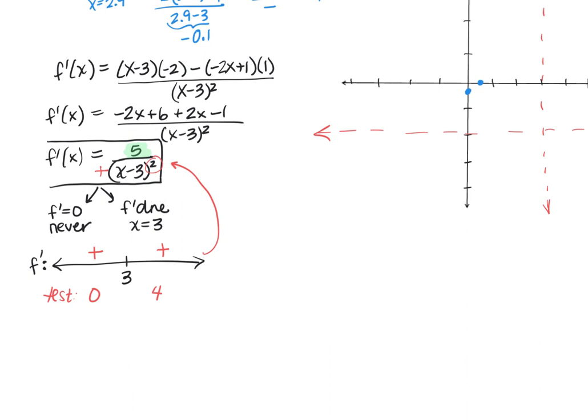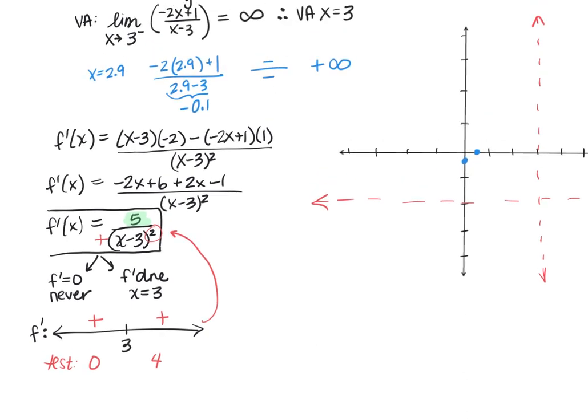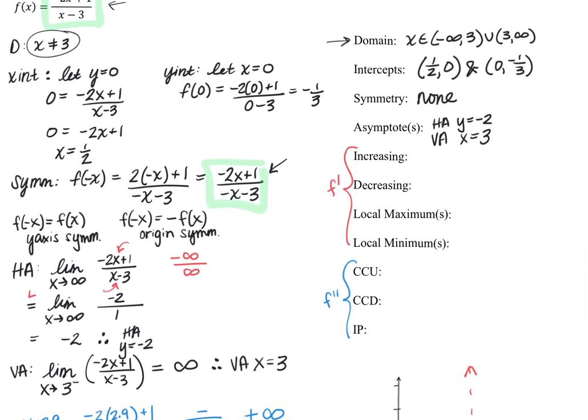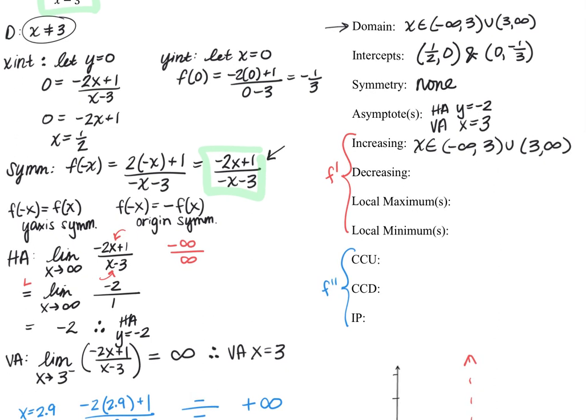So that tells us that this function is always increasing. Since the slope is positive, the function's always increasing. And we don't have any maxes or mins because we don't have a change in sign on the first derivative. But rather than write always, I'm going to say it's increasing from -infinity to 3, union 3 to infinity. I don't want to include 3 in this interval because remember, 3 was not in the domain of the original function. So it's going to be increasing over its domain. It will never decrease. And then we don't have any local maximums or local minimums.